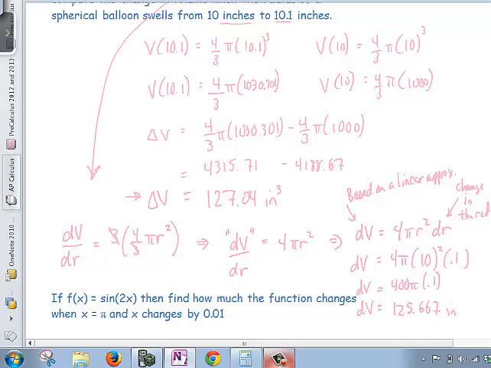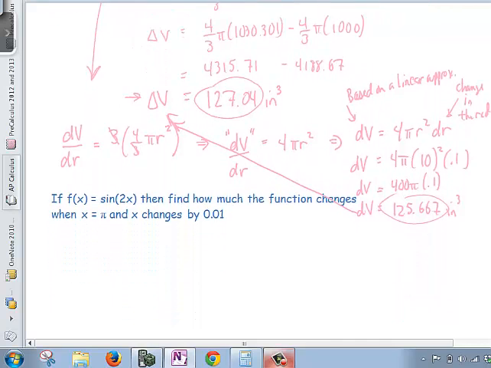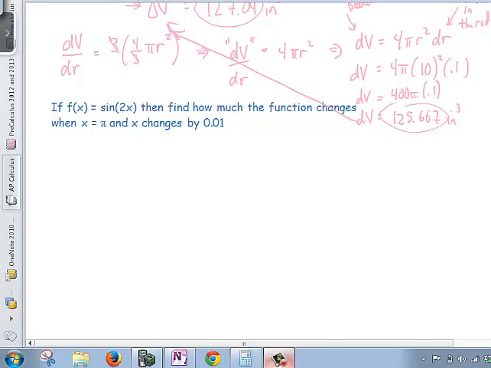inches cubed. Now, it is not the same as the actual change in volume. Notice it's off by a little bit, but that's what happens when you use a differential. You get a quicker calculation for a change in something, but it's only an approximation.